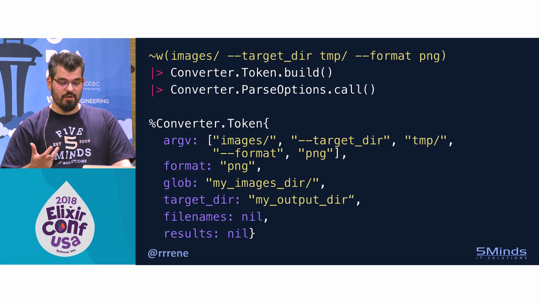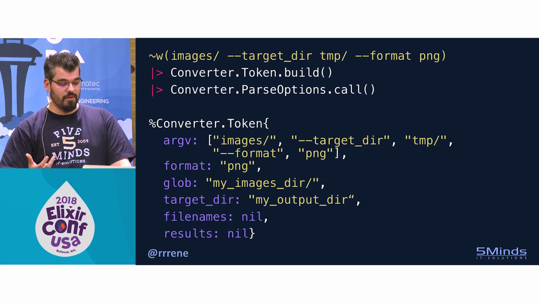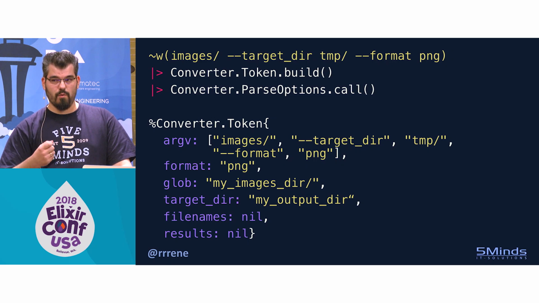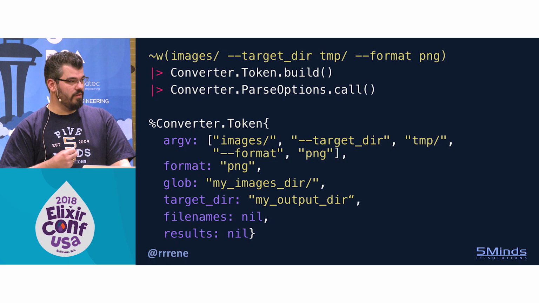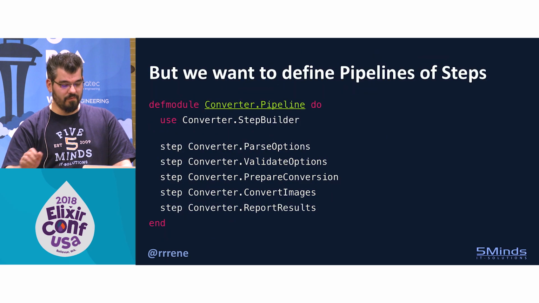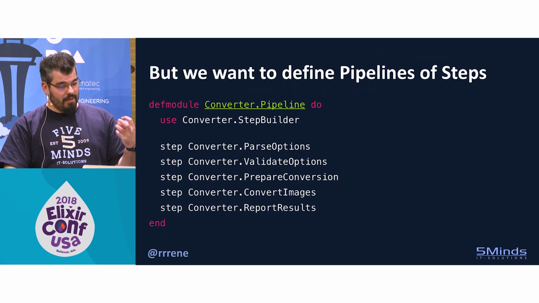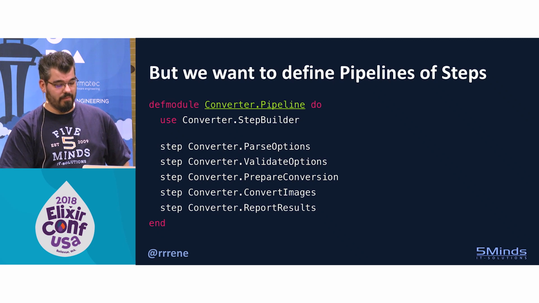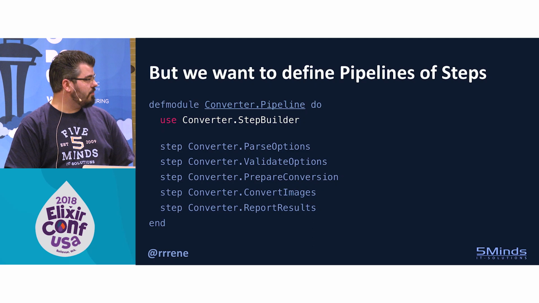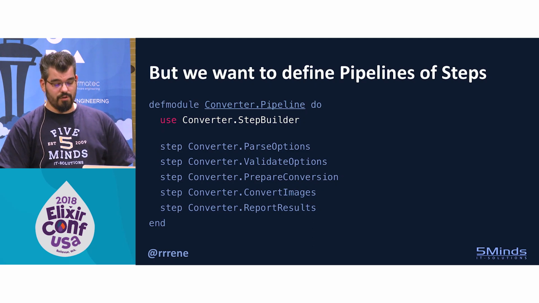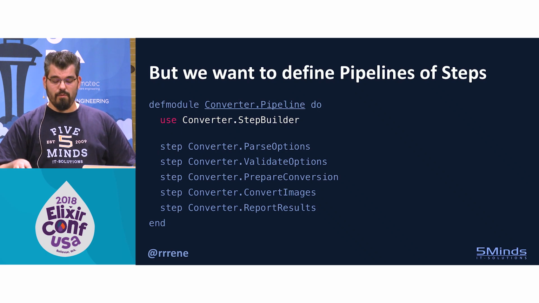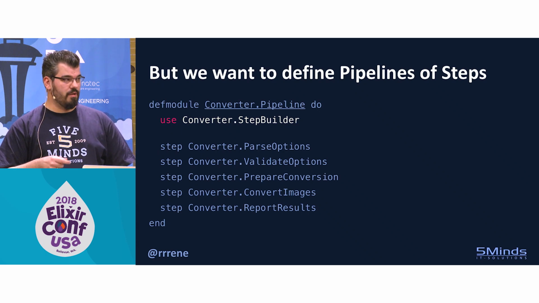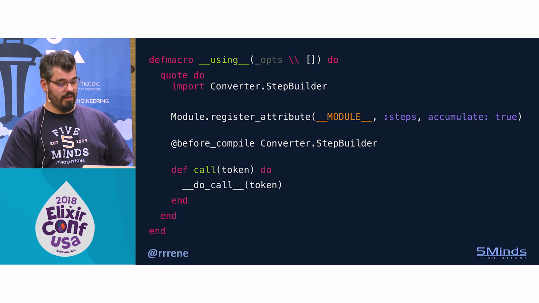And naturally, this is already functional. We take a couple of arguments, we build a token, and then call our new step module converter pass options. And what we get back is what we would expect, a valid token with all the relevant fields filled in. Now, this is the trivial part. What we want to do is define pipelines using our step macro, and we do this by using a builder module. And using this builder module will give us our step macro. And the step macro will have to ensure that all the registered steps are executed subsequently and that each of them returns a token. So let's see what that macro actually does.